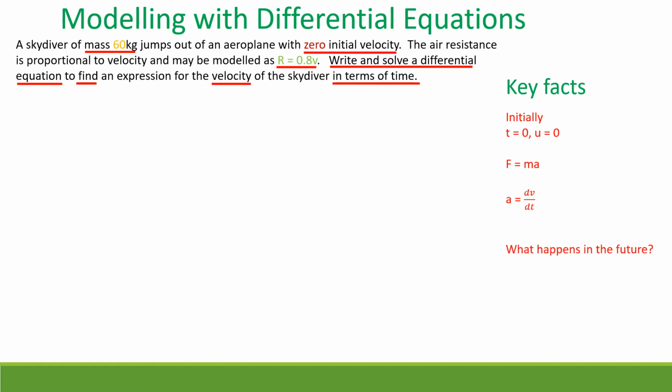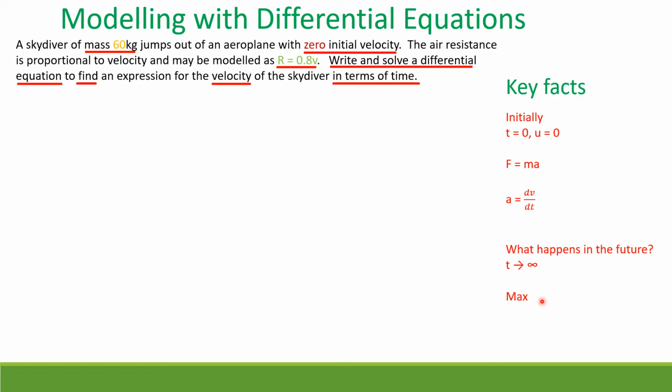Now, for other questions linking to modelling, you may need to know what happens in the future. This question doesn't rely on this, but in other modelling questions, if they're talking about something that happens in the future, that means what happens as t tends to infinity. So what happens as t gets really, really big, what will happen to the velocity or whatever function it is as t gets really, really big.